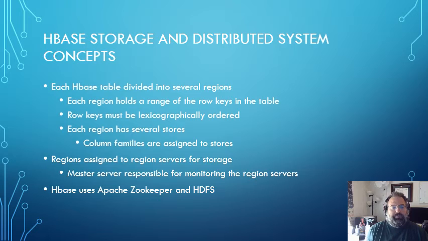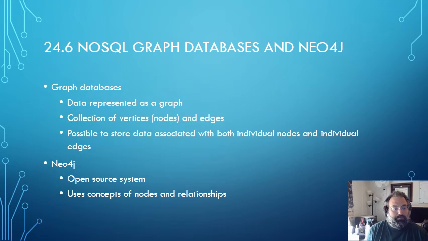Each HBase table is divided into several regions. Each region holds a single range of the row keys in the table. Row keys must be lexicographically ordered. Each region has several stores. Column families are assigned to stores. Regions are assigned to region servers for storage, and a master is responsible for monitoring the region servers. HBase uses Apache Zookeeper and HDFS.